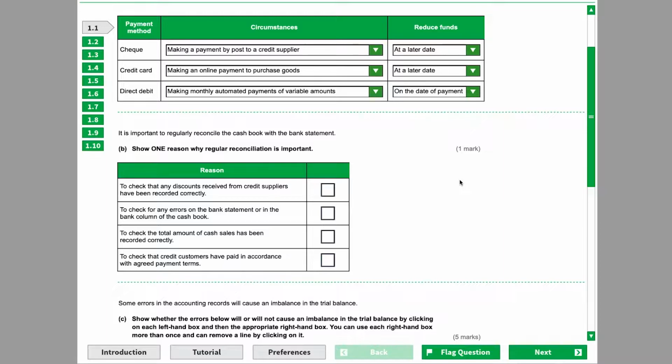Let's just make sure the other two options don't apply. So reason number 3, to check the total amount of cash sales has been recorded correctly. Well, cash sales are definitely not going to appear on a bank statement, so that will be a no. And lastly, reason 4, to check that credit customers have paid in accordance with agreed payment terms. Well, unfortunately, the cash book and bank statement don't give us that kind of information. We wouldn't know without going into the account how long the payment terms are or when the amount was due. Therefore, I think we can conclude that option 2 would be the correct reason.